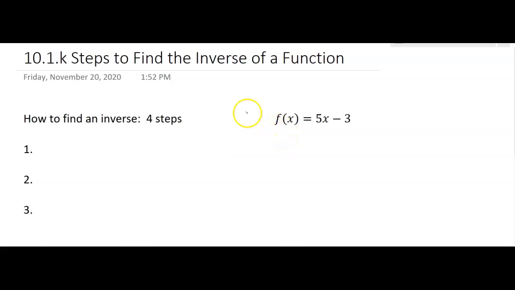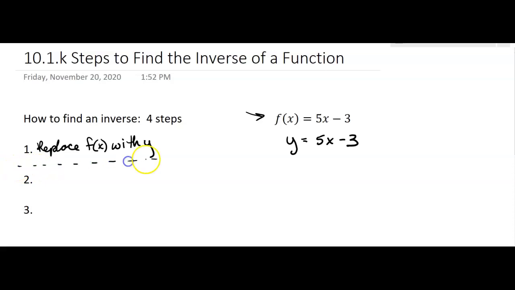We're given a function right there, f of x, and the first thing you do is you replace f of x with y. So we want to write y equals 5x minus 3. Now, we've had such things in the past. This is a linear equation where we talked in terms of x and y in ordered pairs, and then we also talked about function notation. Okay, so the first thing is to take it out of the function notation and write it as y equals 5x minus 3.